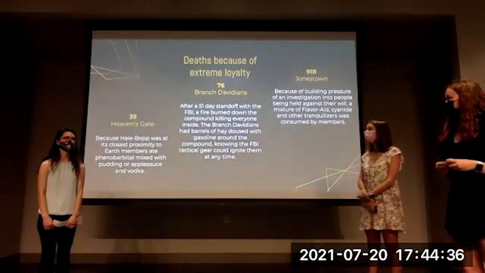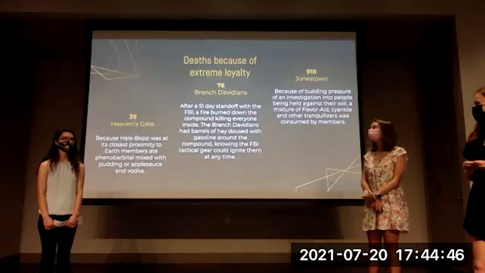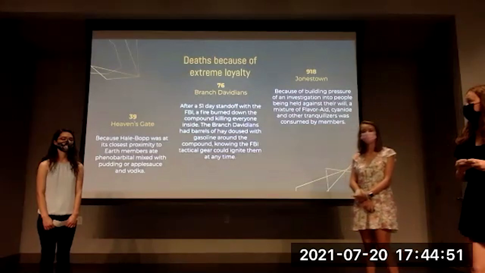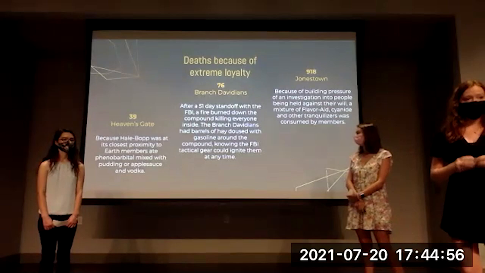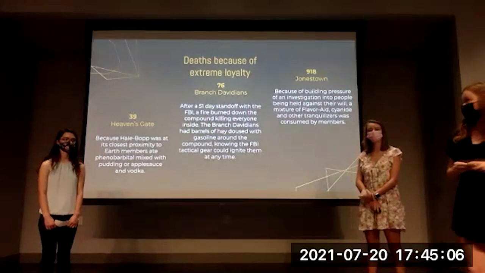Though a little bit more complicated, the Branch Davidians also committed suicide. After a 51-day standoff with the FBI, the fire burned down their compound. They had barrels of hay doused with gasoline surrounding the compound, knowing that when the tactical gear was launched by the FBI, their compound would burn down. Though some people had been released through previous negotiations, 76 members, including children and Koresh, died in the compound.